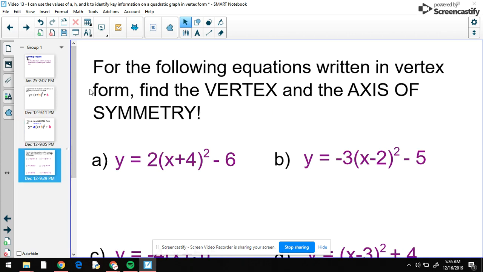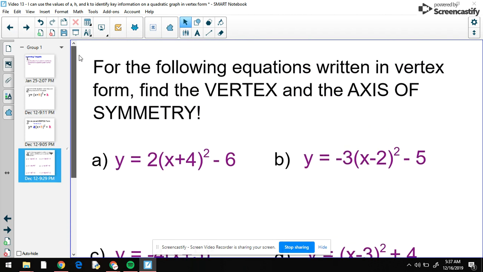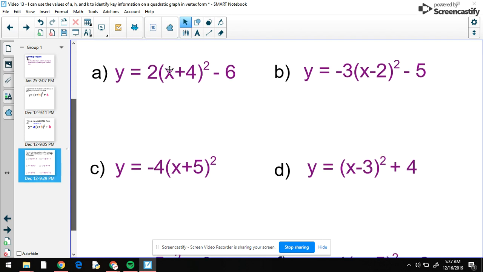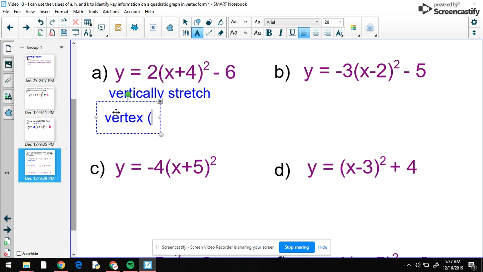So what we're going to do here is, for each of these, find the vertex, and then as a result, find our axis of symmetry from each equation written in vertex form. So here we start off and we notice we have y equals 2 times (x plus 4) quantity squared minus 6. Well, I'm just going to make some notes down here. So first thing that I know is just from looking at the a value, this graph is going to vertically stretch. I can see that from my a value. Then from here, I can see that my vertex is going to be the opposite of what h is. So h here is a +4.